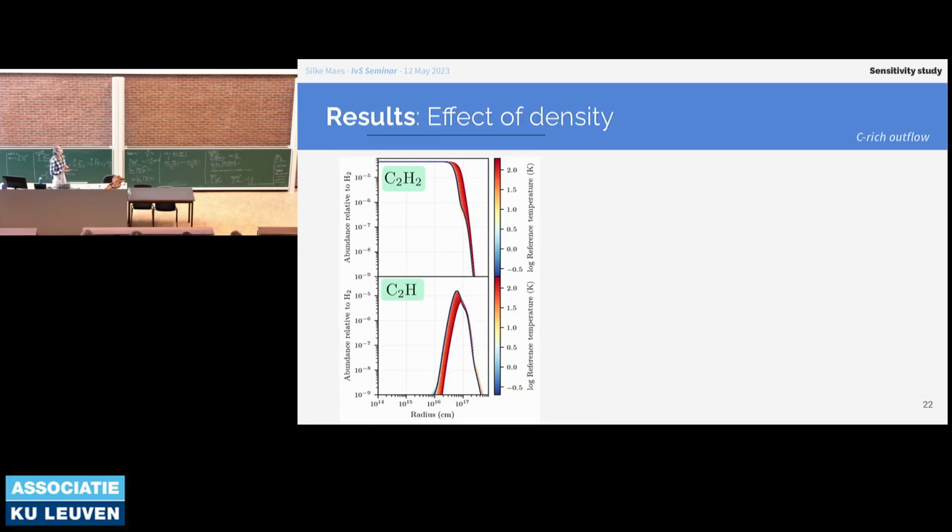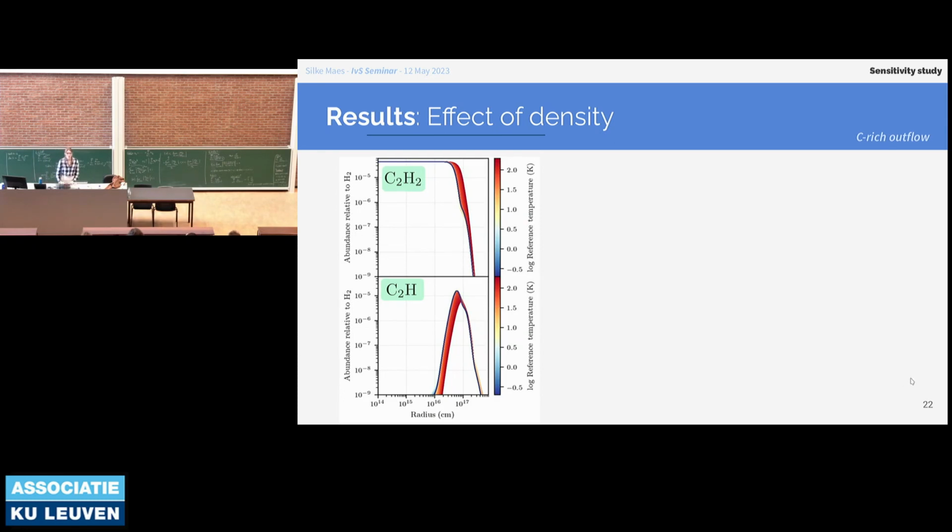So let us now look at some results. What is the effect of changing the density of the outflow? What I show here is the abundance profile of two species. We have C2H2, which is a parent species, and I also show its daughter, C2H. We look radially outwards in the wind, and we have the abundance of the species on the y-axis. And the color is, as I just mentioned, this reference temperature so that we know which models are shown. So what do we see here?